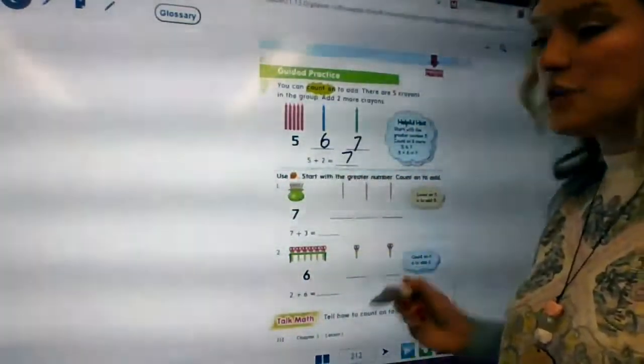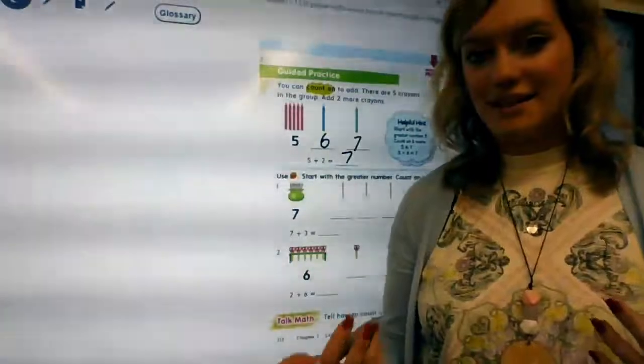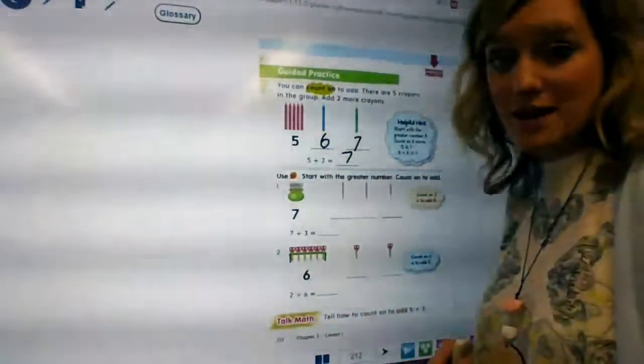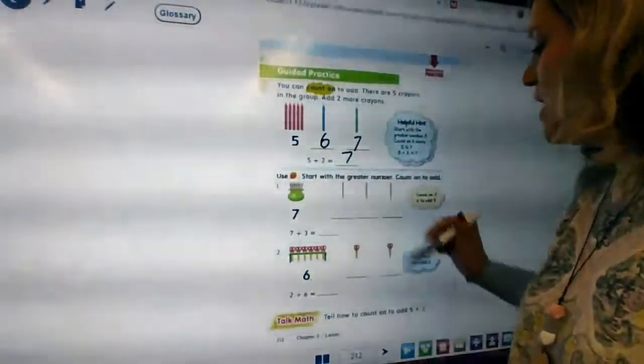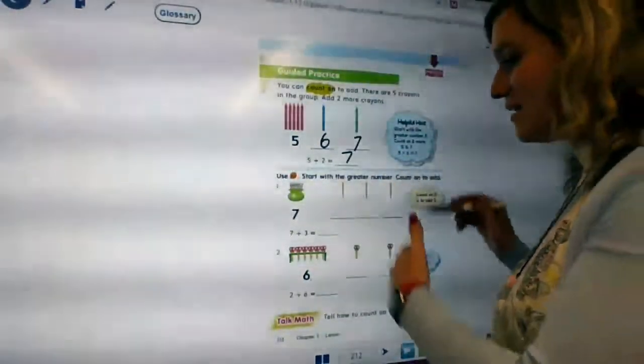All right, the next one says use blocks. If you don't have blocks, that's okay. We can draw them out, or we can just count them out here too, because they gave us a really nice picture. We're going to start with the biggest number, and we're going to count on to add, okay?